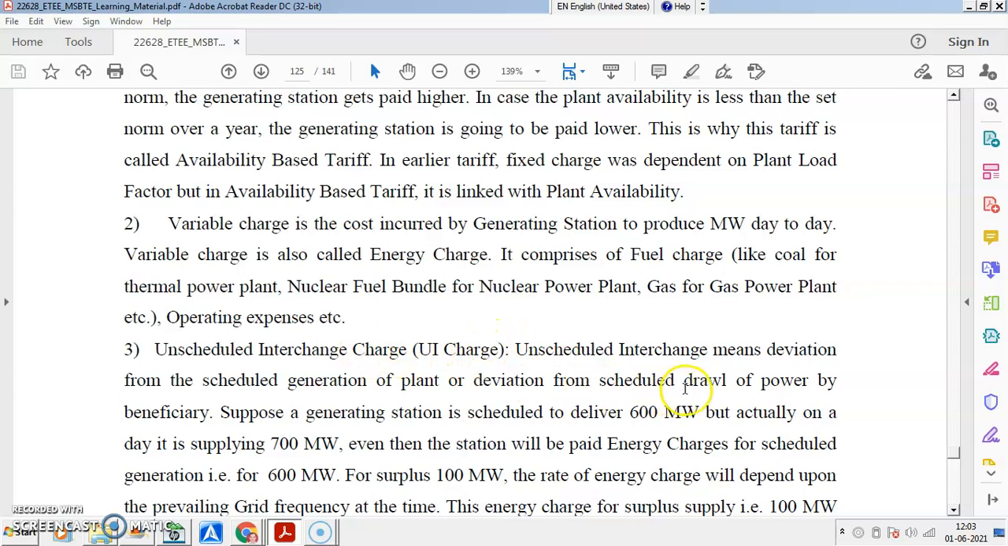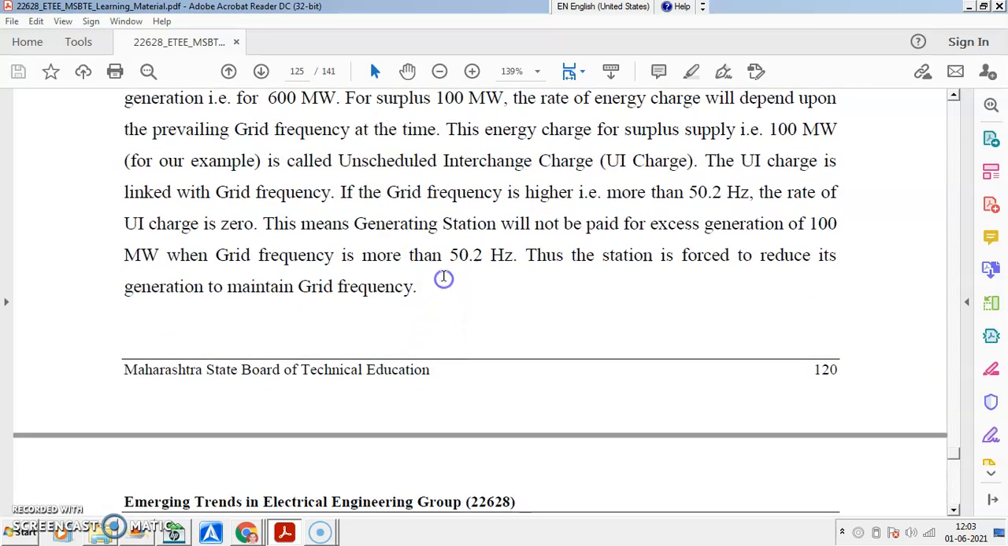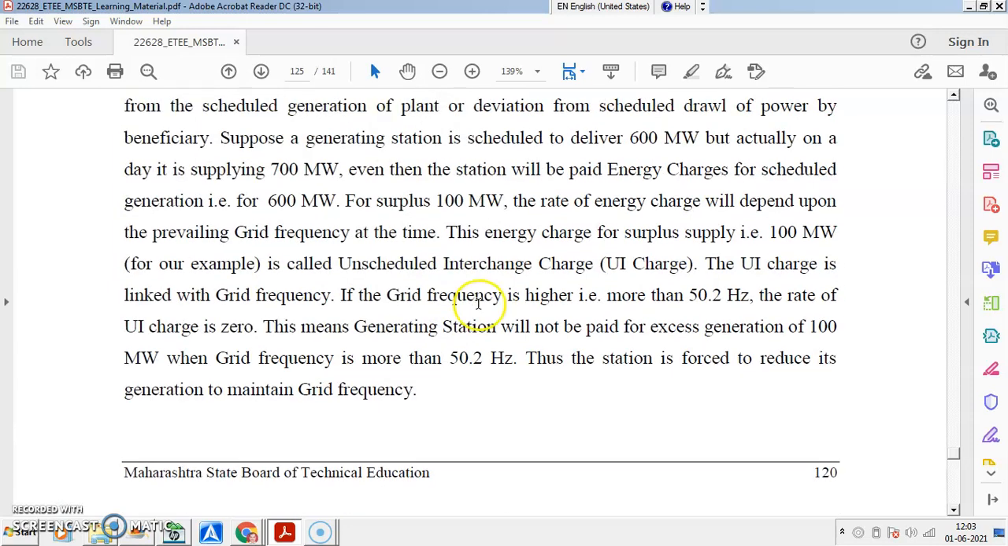So unscheduled interchange charges, these parameters I think I have discussed. If you have any doubt you can ask me.